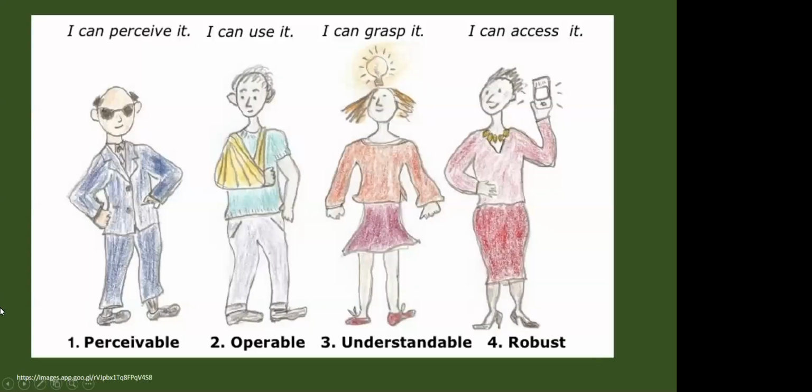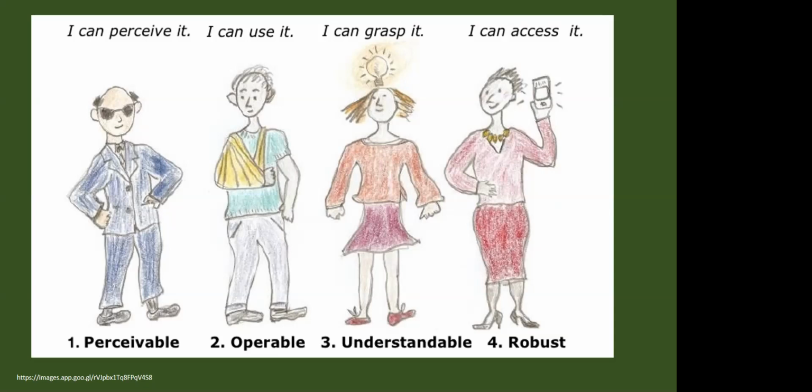When we look at our content, we have to think about the person who's on the opposite side of us. And so what we're looking for is, can people with alternative abilities perceive the content that we're showing? Can they use it? Can they grasp it? And can they access it? Now, this is a sort of human example of WCAG standards. And hopefully you have heard that term utilized before.